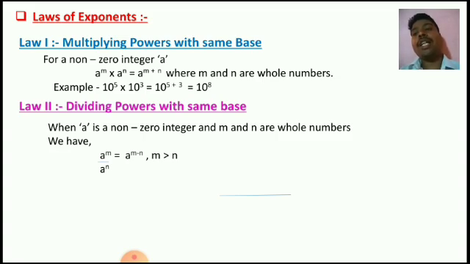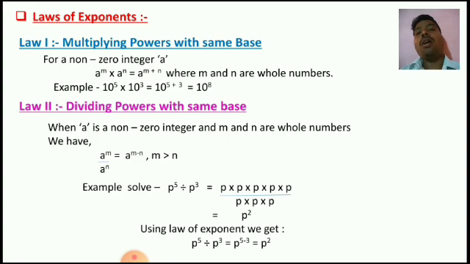So a is a non-zero integer and m and n are whole numbers. See here, a raised to m divided by a raised to n. Here the base is the same and the exponents are different, but in this case it is a division, so we have to subtract the exponents. The base is written as a, and the exponent is m minus n. In this case m is always greater than n.